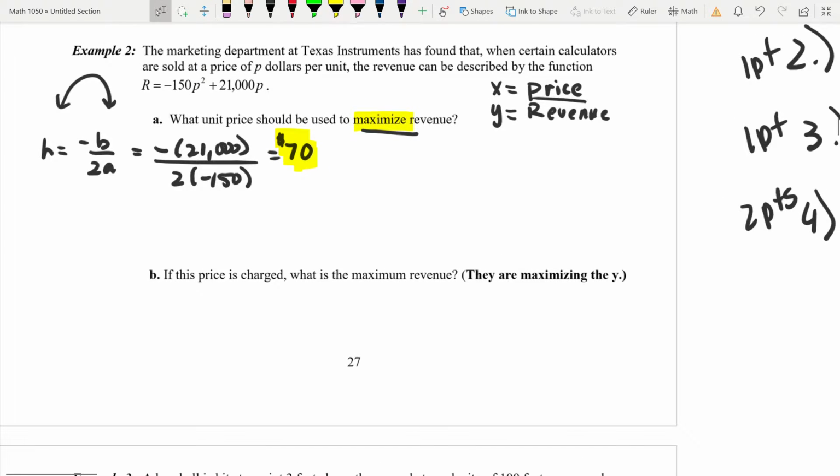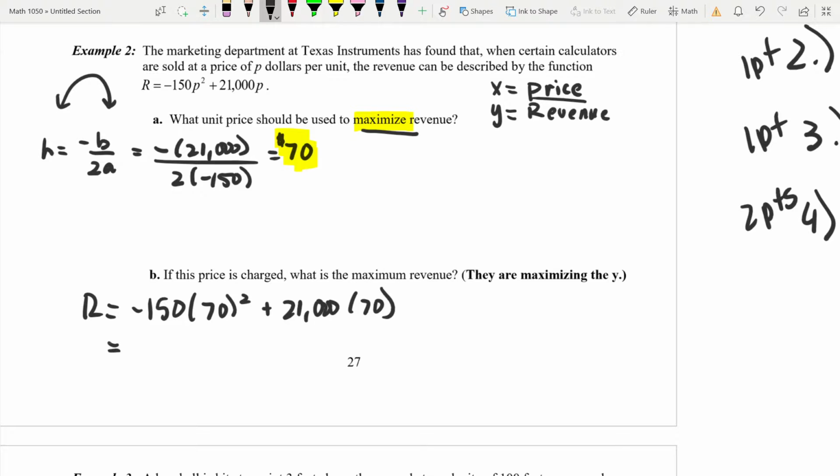If this price is charged, what is the maximum revenue? And then I put in parentheses, they're maximizing the Y. How am I going to find the maximum Y, everybody? Plug it back in. Yeah, we've done this. This is not difficult, you guys. So everybody go R equals negative 150 times 70 to the second plus 21,000 times 70.